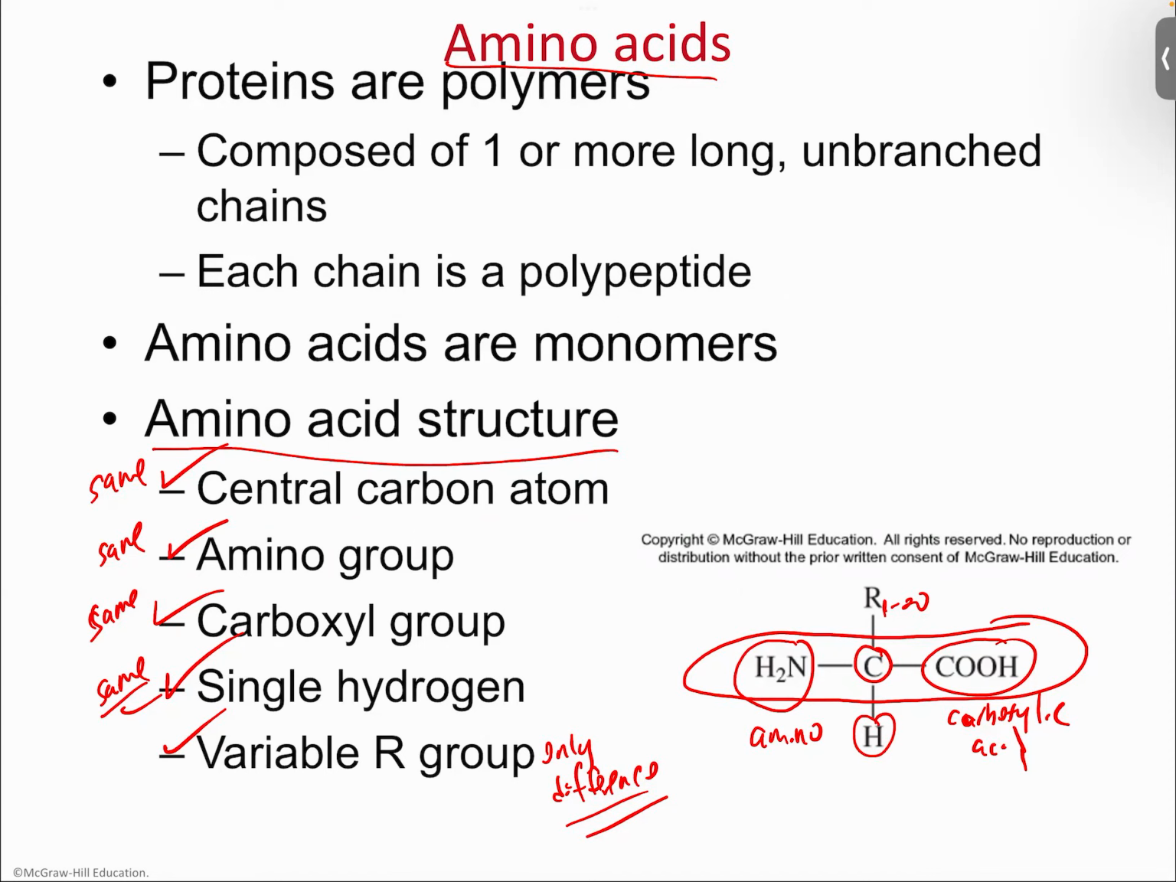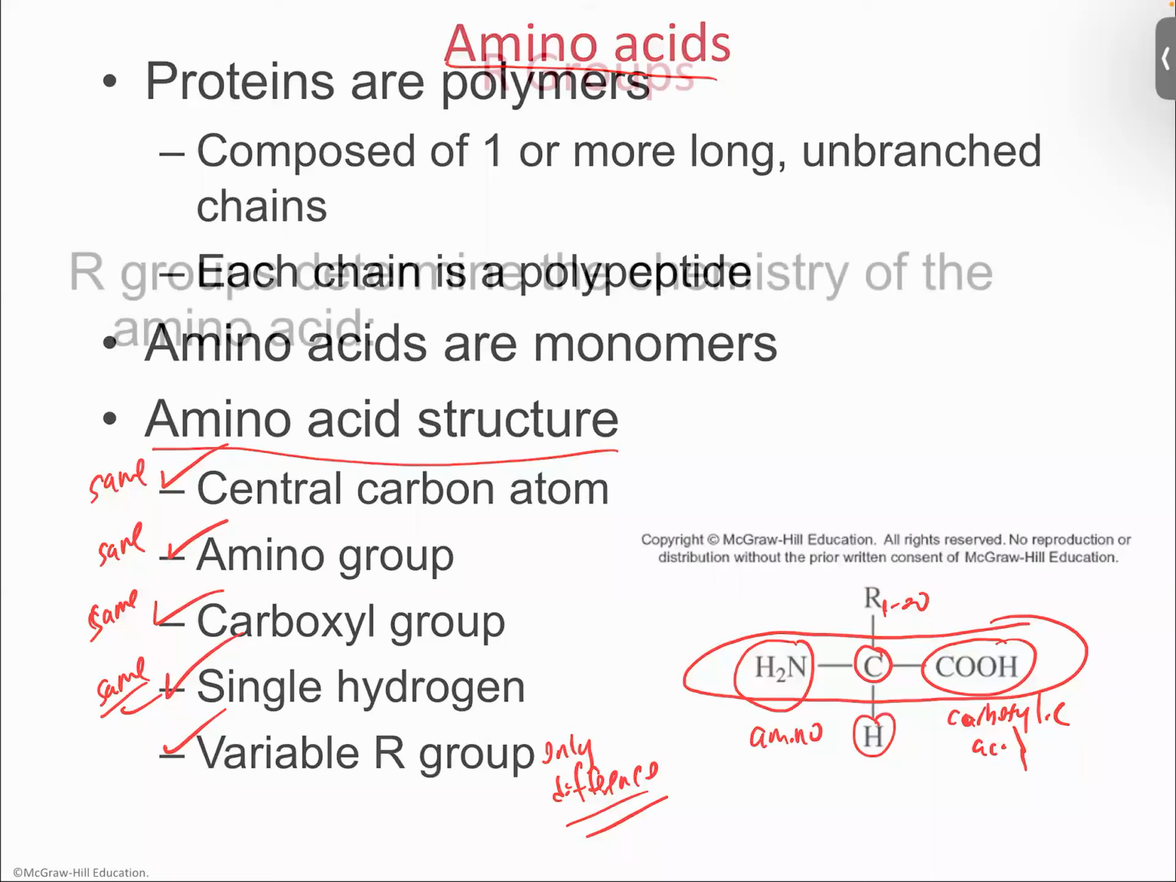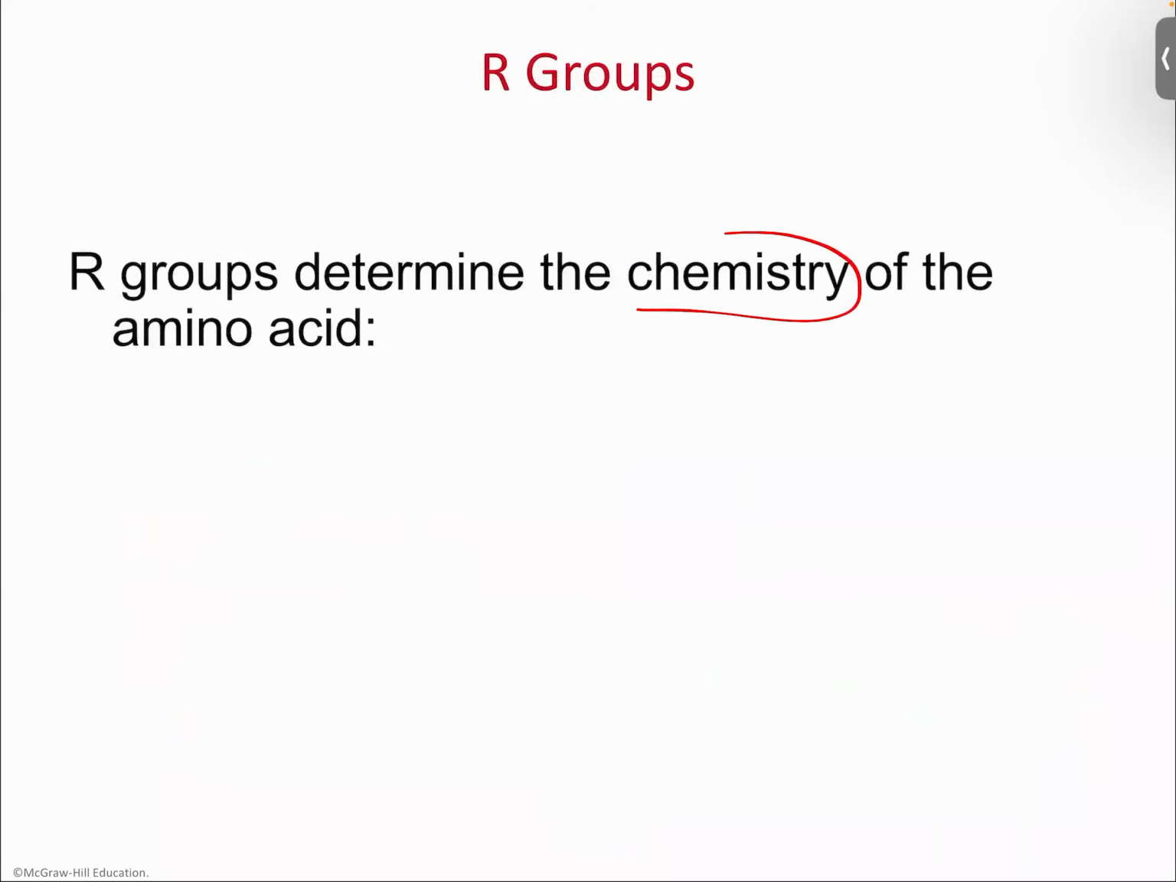And so when you take a look then at these side chains, these R groups, this is what basically creates the chemical personality. So a given amino acid will have its chemical personality given to it by the R groups.